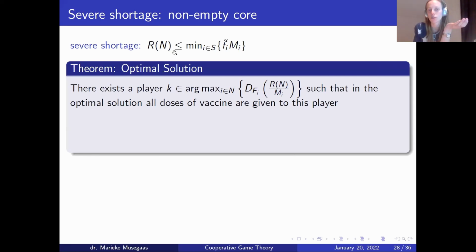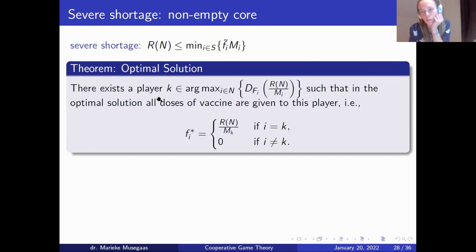And since we have severe shortage, nobody will get to the point F tilde. So this is the optimal solution. Well, this is the first theorem of the paper. Of course, there is a very long proof. Just to give you an idea of the proof, we prove it by means of contradiction. We say, okay, suppose that this is not true. What happens then? And then you come to a contradiction. So you know that it should be true.